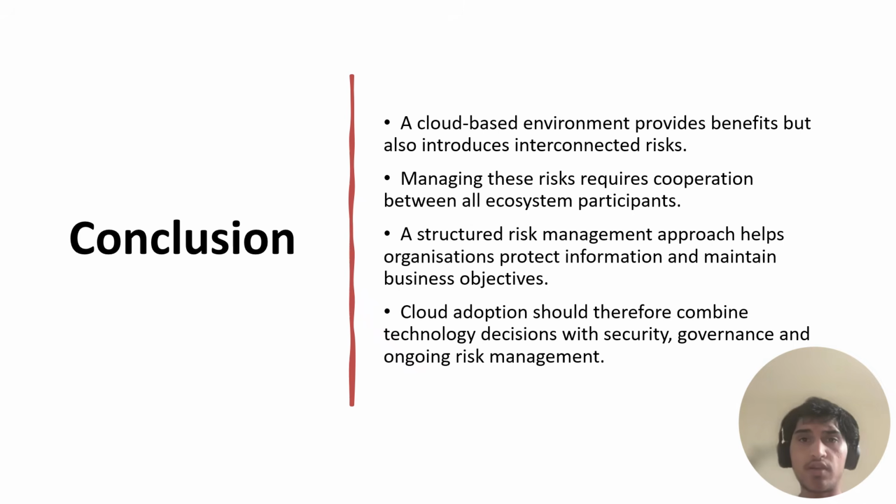To conclude tutorial 7, we learned that a cloud-based environment provides benefits but also introduces interconnected risks, and we need to monitor all those risks. There can be intentional, defensive, and many more kinds of things that we need to keep in mind while using the cloud-based environment. Managing this requires cooperation between all ecosystem participants, such as stakeholders, testers, designers, customers, and many more. A structured risk management approach helps organizations protect information and maintain business objectives. Cloud adoption should therefore combine technology decisions with security governance and ongoing risk management.